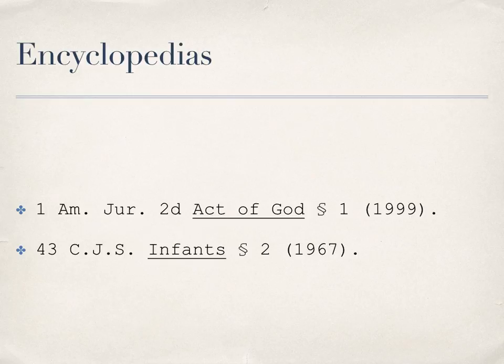Here's an example of a citation using CJS, or Corpus Juris Secundum. This shows the reader that you took your piece of authority from volume 43 of the CJS, under the topic Infants, and in subsection 2 of Infants, published in 1967. Going back to that spacing issue that we talked about in the first example, here in this second example, you'll notice that CJS has no extra spacing in between it because they are all single adjacent capital letters. We close those up and take out any extra spaces.